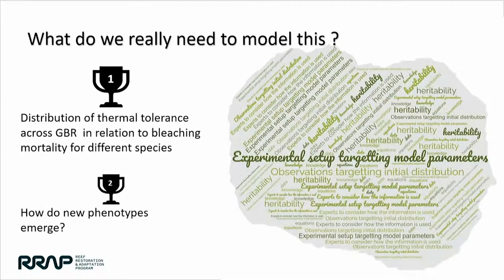So let's go back to the original question I had when I started all of this. What do we actually need to model adaptation? On the right-hand side, you can see a bit of a word cloud. The reason why it's there is because we actually need a whole heap of bits and pieces. It's not one thing that's going to solve everything.